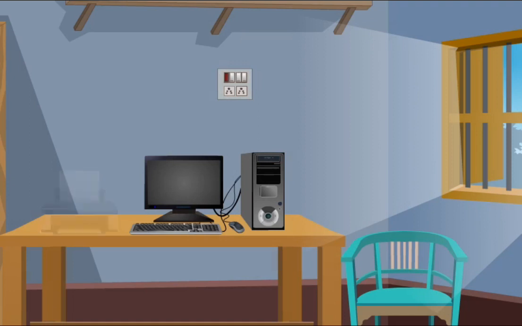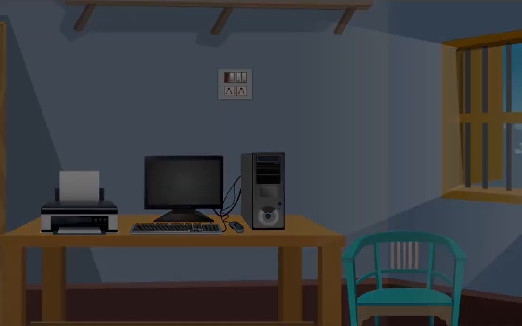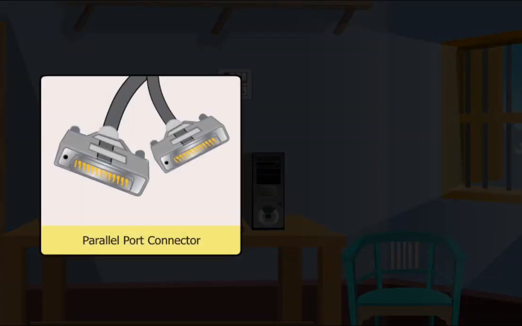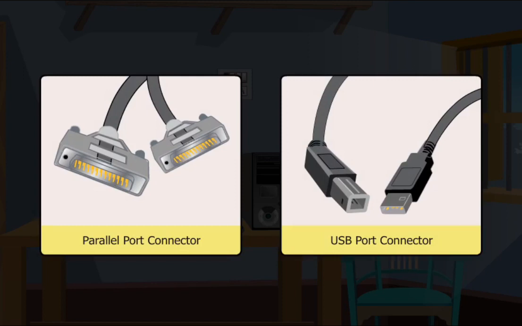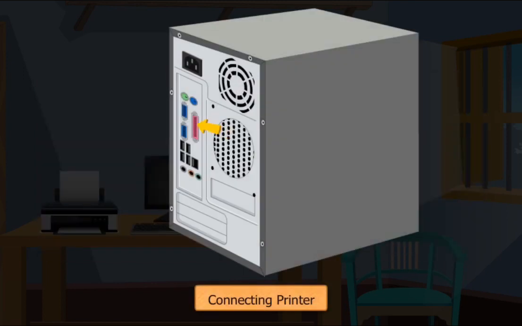Now, we need to connect the printer to the system unit. A printer has two models of connectors. They are the parallel port connector and the USB connector. We can connect the printer to either of the two ports in the system unit, depending on the type of connector in the printer.